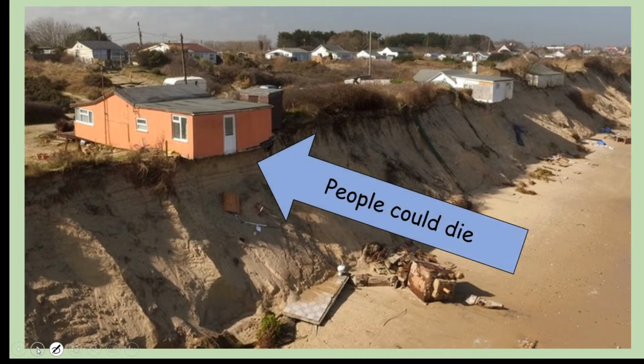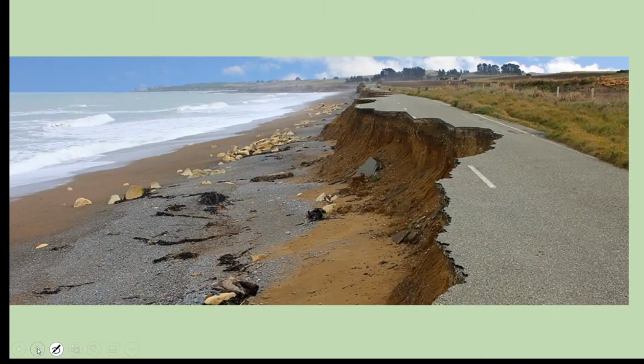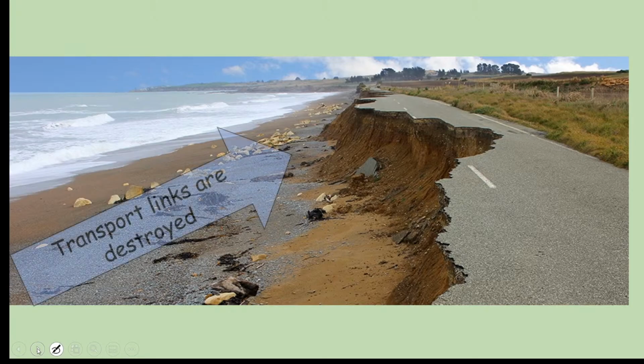This one, pretty scary with these houses right on the edge. People could die, people could be hurt or injured. That's a serious problem just all by itself. In this picture we can see the transport links are being destroyed, the road has been eroded away, and that is definitely a problem.